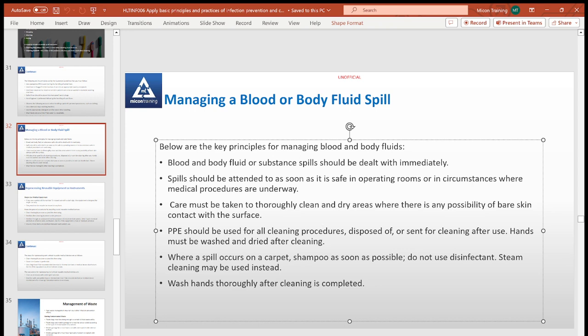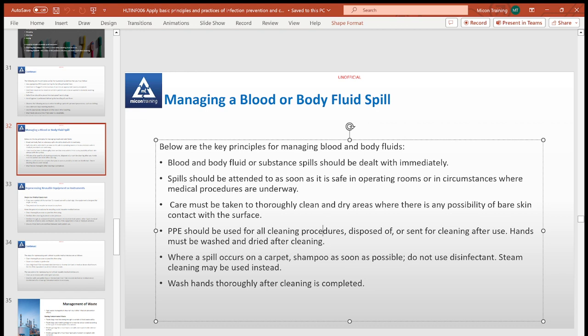Today, we are going to be discussing how to manage blood and bodily fluid spills. Infection control, as we've been discussing for the past few videos, is a way of looking after ourselves and keeping ourselves safe as well as the people in our care. While working in the healthcare industry, we are going to be exposed to blood as well as bodily fluid. How do we manage this, and how do we keep ourselves and our clients safe?